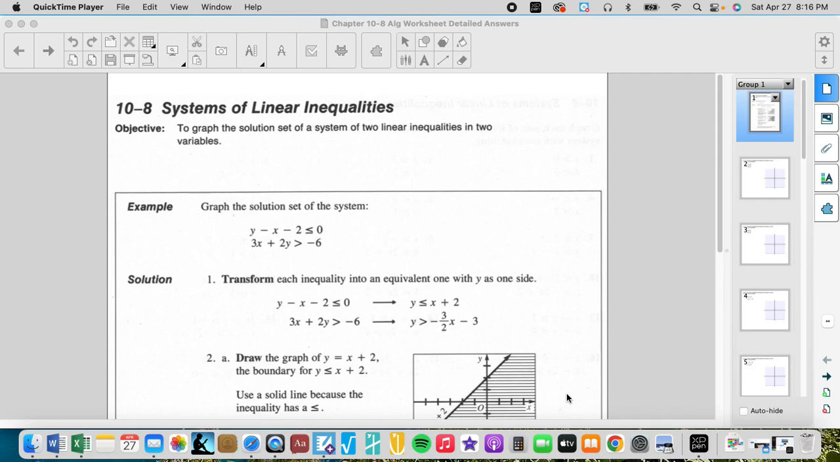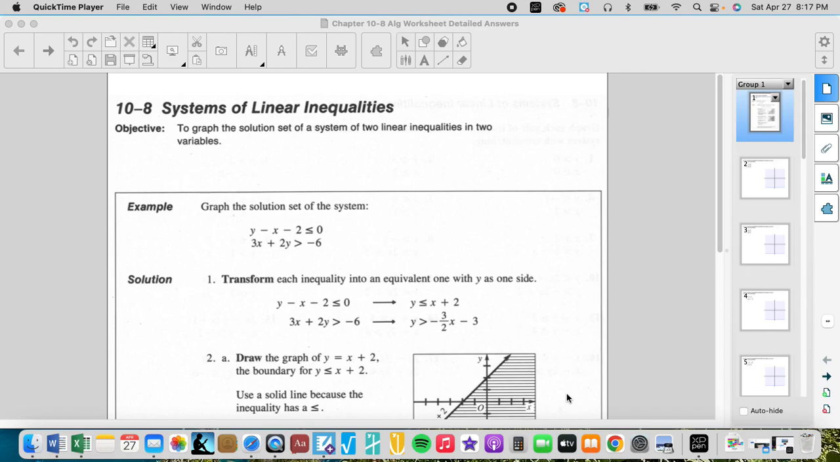For the major run here, we are on 10.8, the last section in chapter 10, dealing with inequalities. We have done graphing inequalities, writing inequalities, graphing inequalities with absolute values, graphing equations with absolute values, graphing linear inequalities, and now we're going to be graphing systems of linear inequalities.